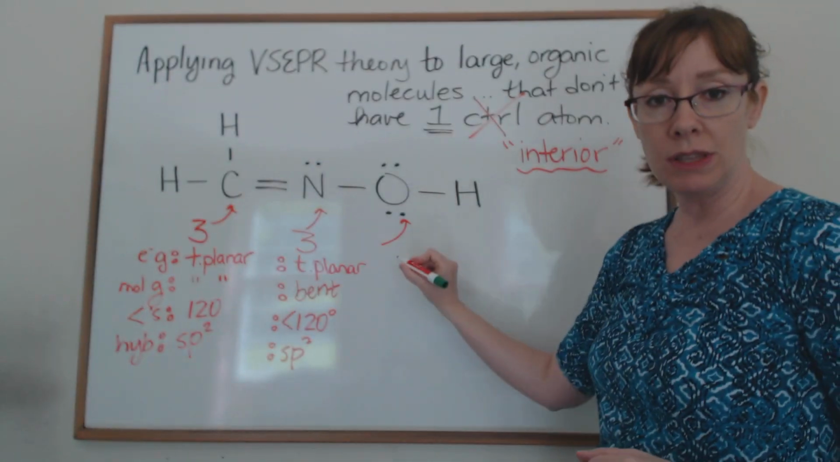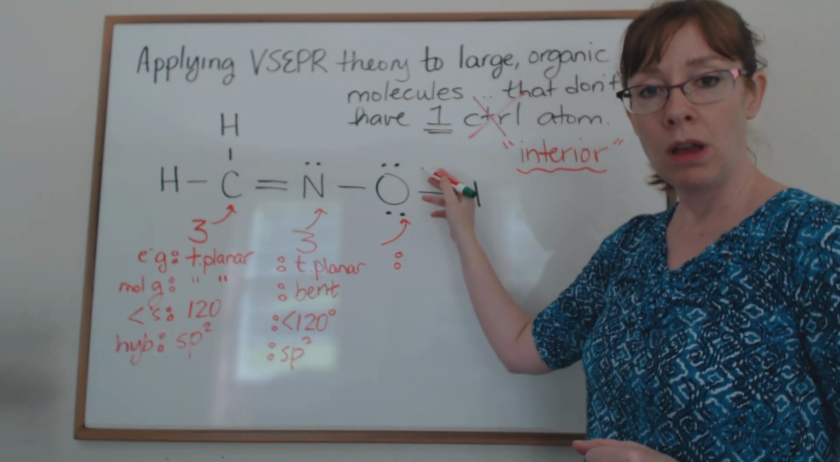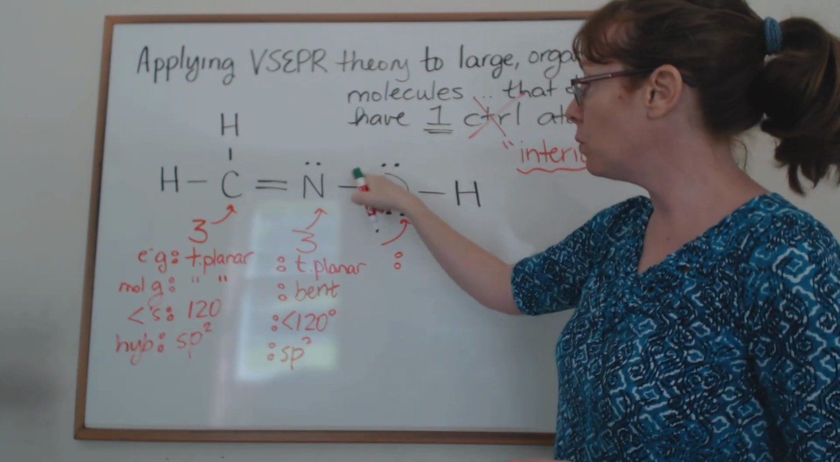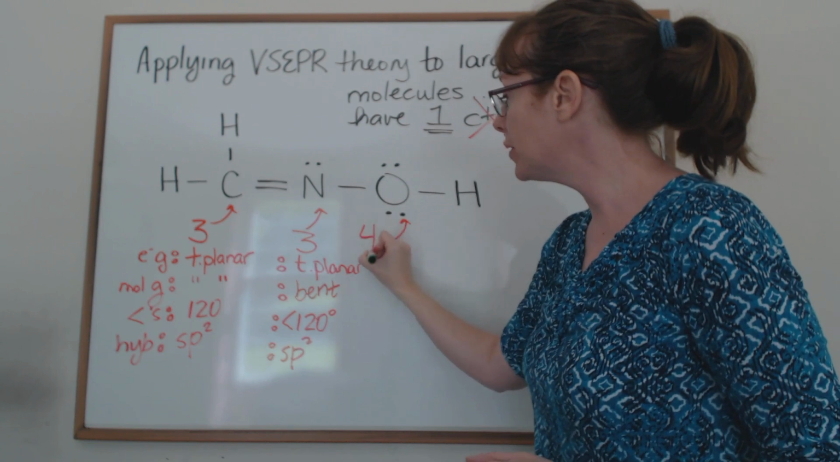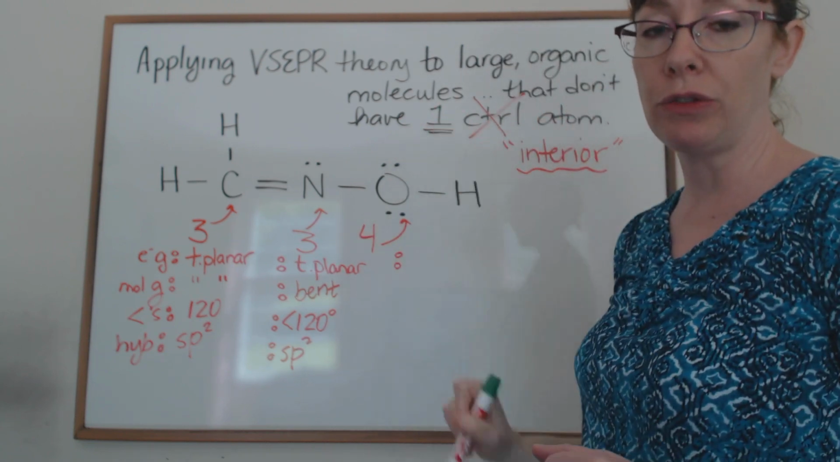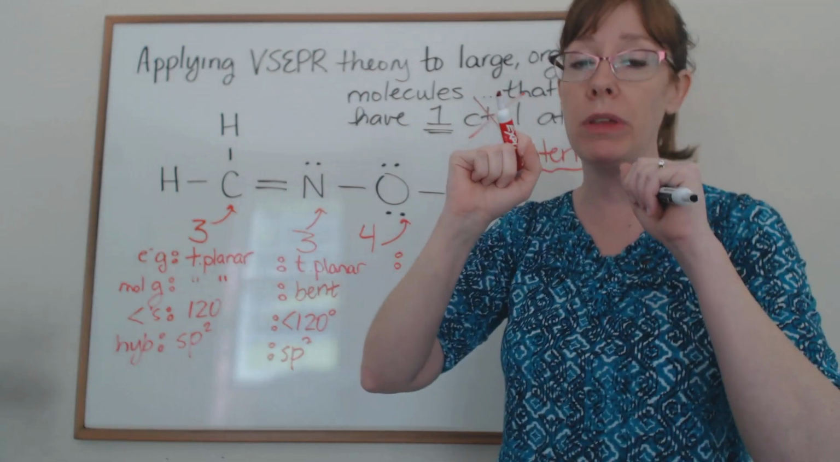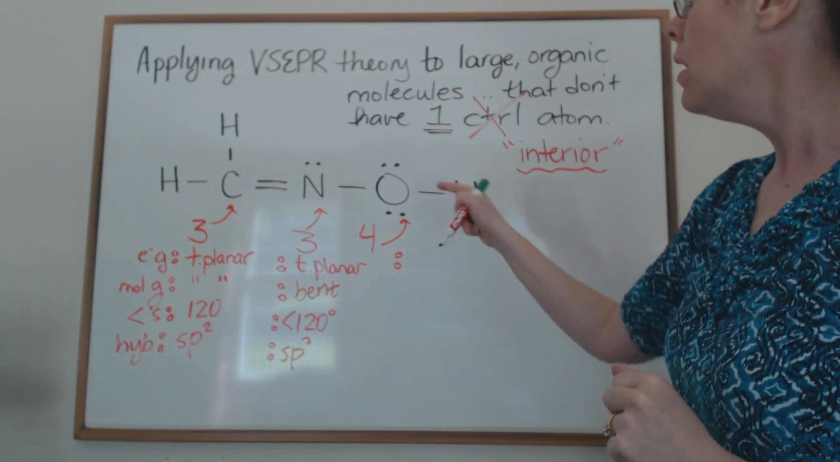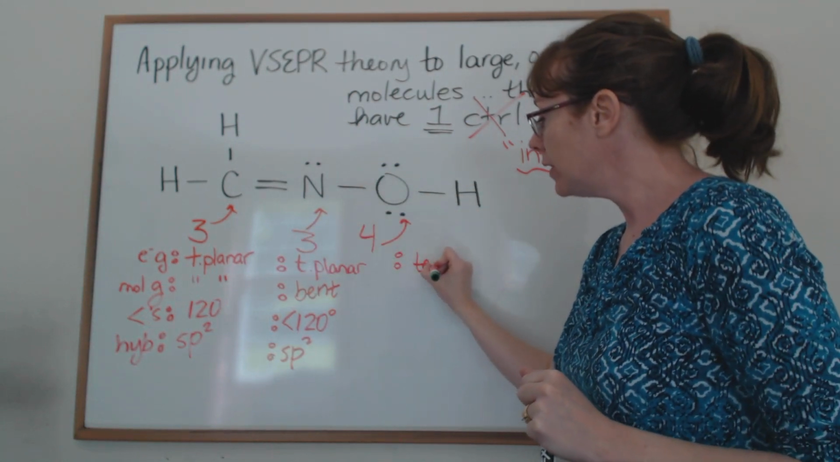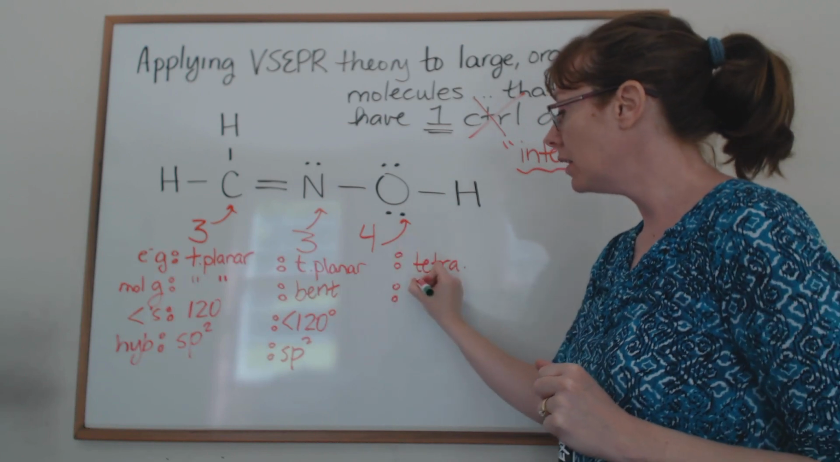On the oxygen, let's do the same thing. The oxygen's magic number is 1, 2, 3, 4. Make sure you always remember lone pairs count as electron groups in VSEPR theory because they take up room. They elbow their way around as well. Electron geometry would be tetrahedral. Molecular geometry is going to be bent.